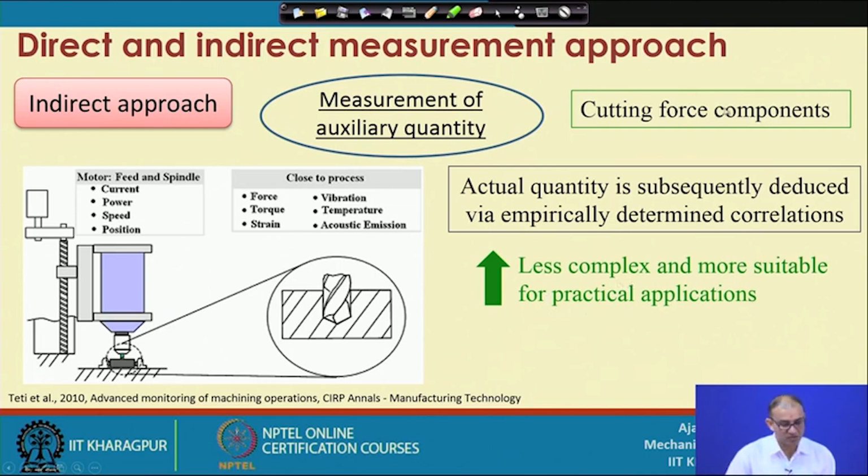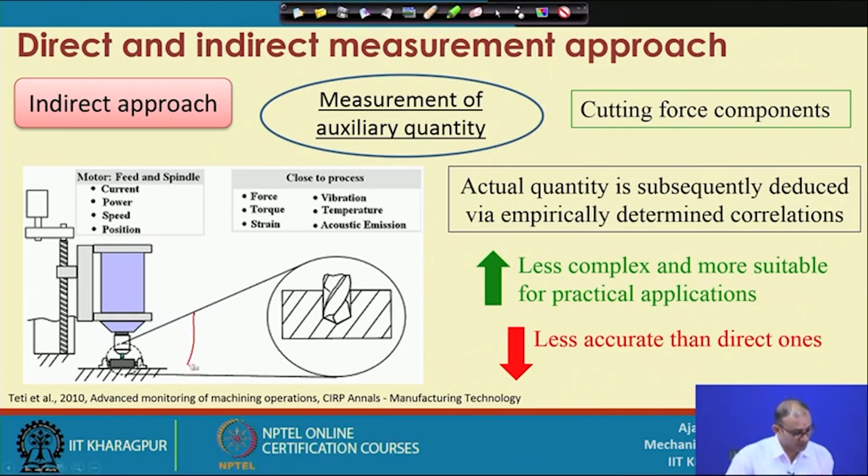That is the reason dynamometers are most widely used compared to the direct approach, where you put a camera and do some measurement. It is less accurate than direct measurement. But problems are also there, because ultimately everything comes under empirical formulas, that is, how well the formula fits with respect to the cutting force measurement.